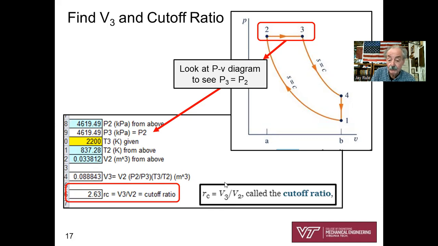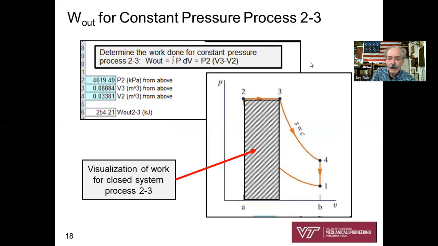So the cutoff ratio, I had to write this down because I don't have a lot of experience in automotive engineering. The cutoff ratio is V3 over V2, so the cutoff ratio is 2.63. Okay, we're moving along. Okay, next, W out. So do you see how we're working through the cycle? The work out for process 2 to 3, easy. I've got a vision of it on my PV diagram. There's the visualization of the work from week 2 of your class. So plug and chug, right? Plug and chug.